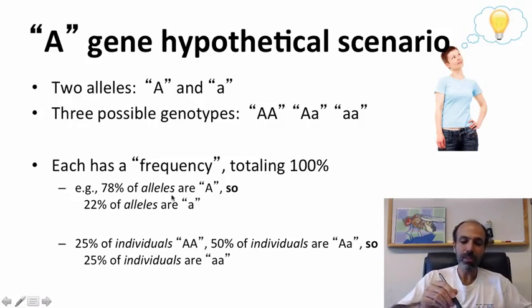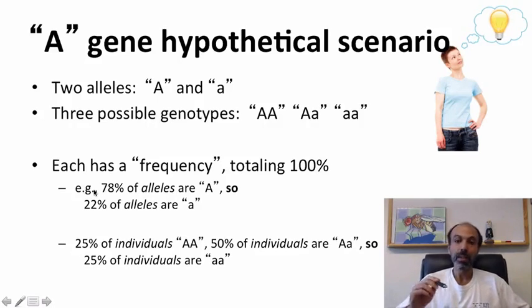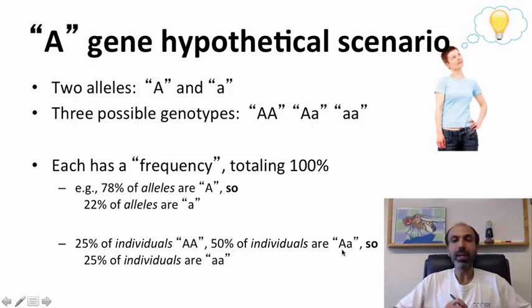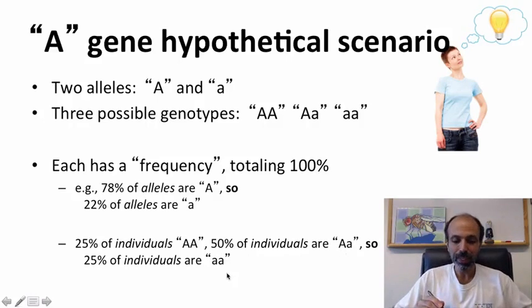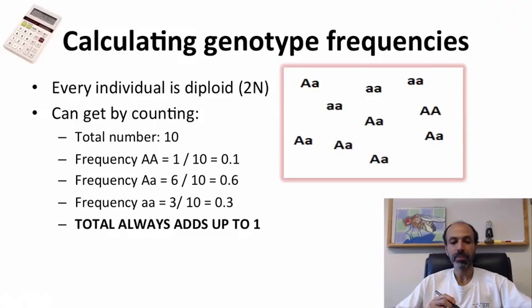So if we have 78% big A, then we necessarily must have 22% little a. Same thing happens with the genotypes: if 25% of individuals are big A, big A, and 50% are big A, little a, the only other possibility is little a, little a, and therefore that must also be 25%, making the total 100%.